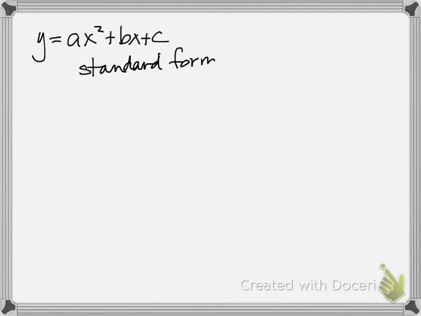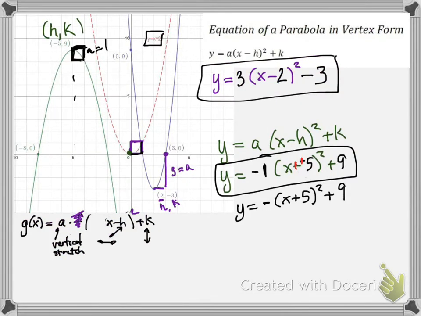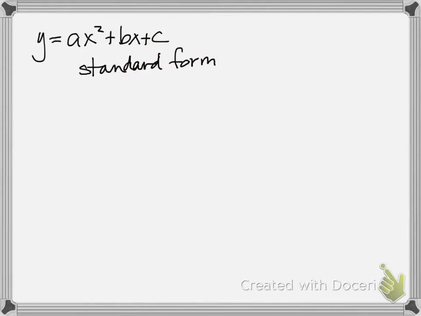But I could also do y equals ax squared plus bx plus c, which is standard form. But personally, if somebody asked me for standard form, I would do one of these forms and just FOIL it out to get my answer. Or I would do one of these, but it's more complicated to work this out because I would have to remember to square that, distribute in the 3, and then subtract the 3 from the end.